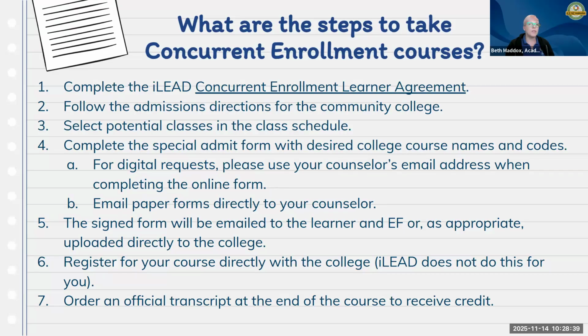And then you're going to follow the admissions directions for that individual community college. Select your potential classes from the class schedule, complete that special admit form with the desired college course names and codes. For a digital request, so a lot of the colleges, especially since COVID, have moved to digital requests for these, you're just going to put in your academic counselor's email address. It's going to come straight to our email.